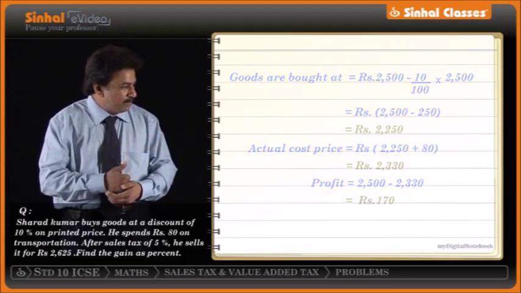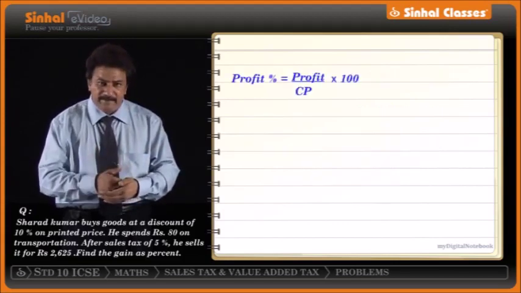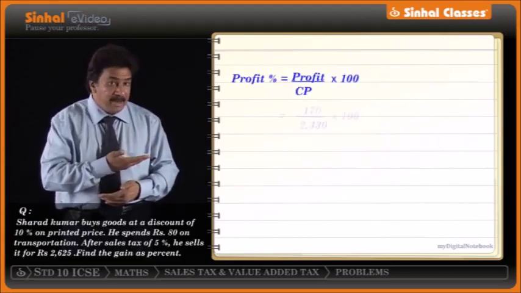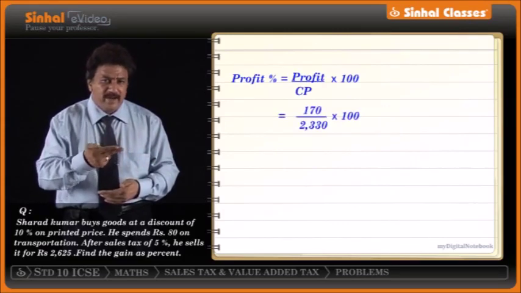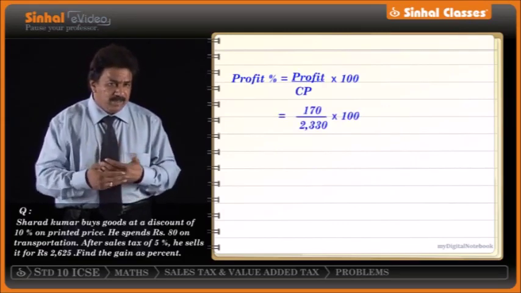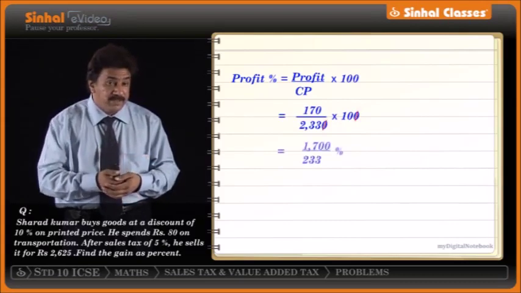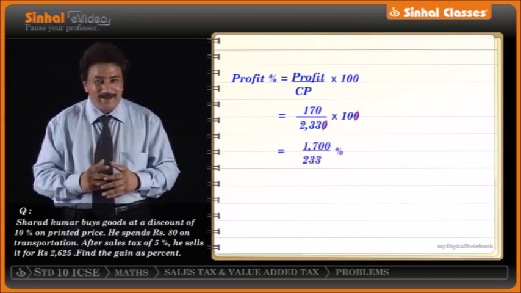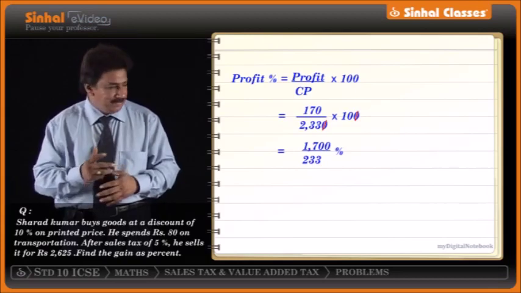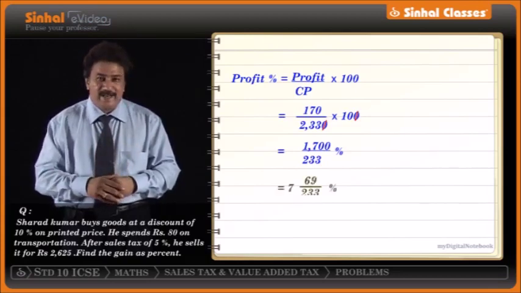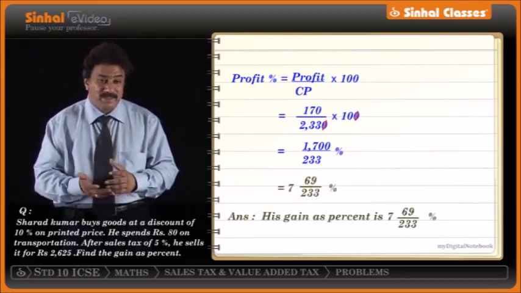Profit percentage is profit upon CP into 100. That is 170 upon 2330 into 100. Further simplification gives me 1700 upon 233 percent. So profit enjoyed by Sharad Kumar is 7 whole 69 upon 233 percent.